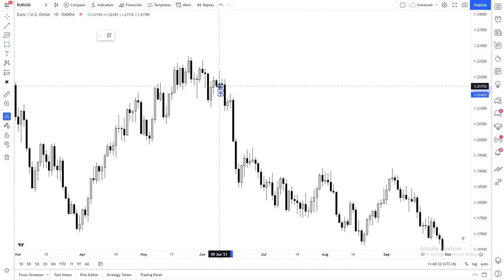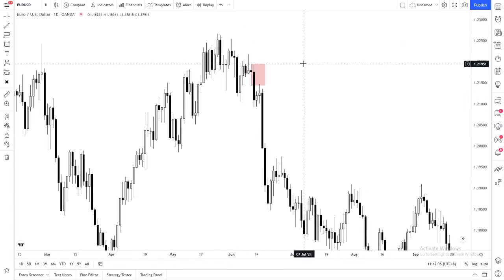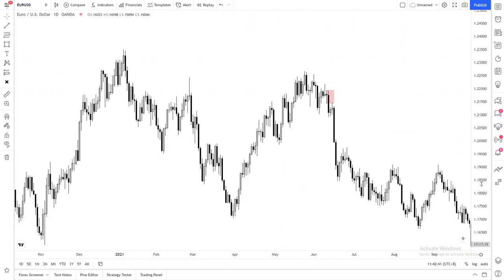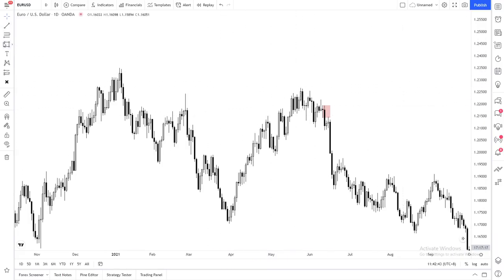Another one right here. So once you get yourself your bias, these are going to be your points of interest that you want to pay attention to. For example, there's another IPA right here.